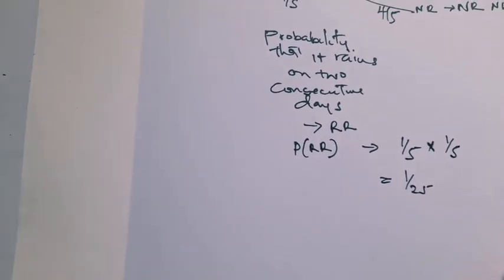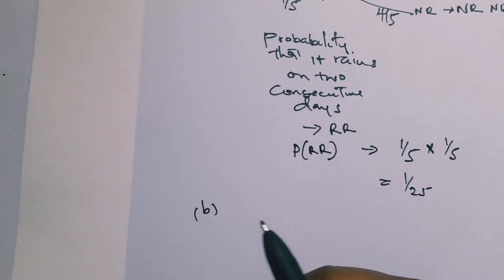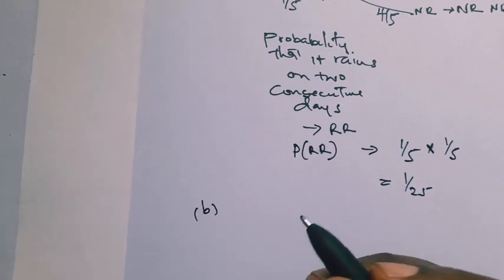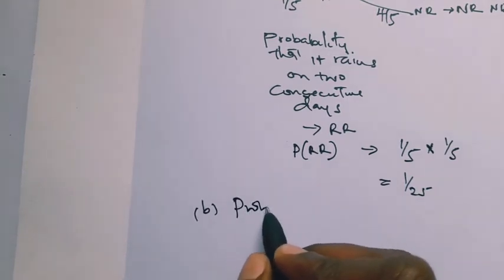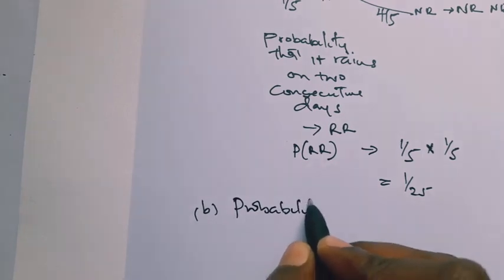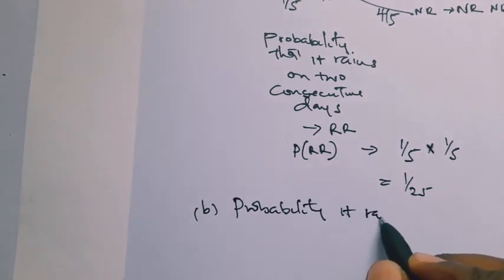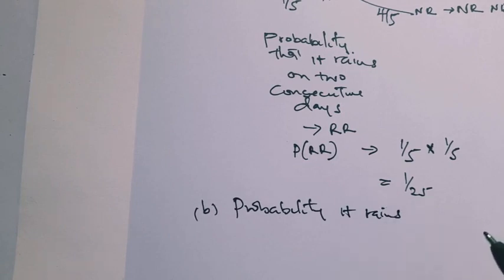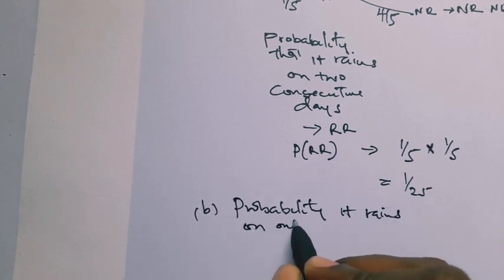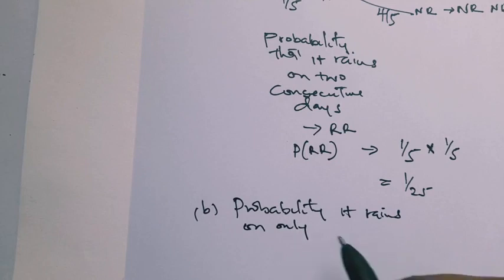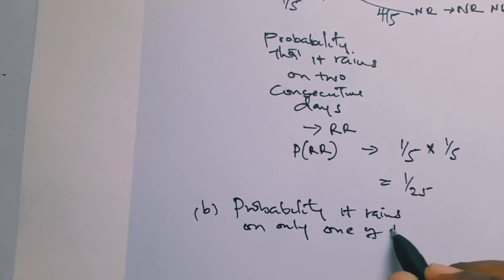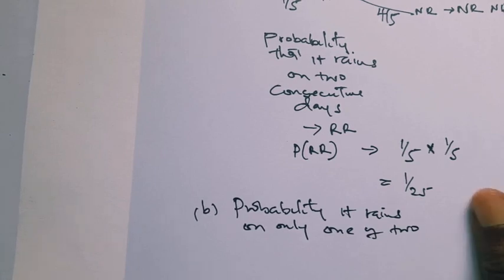Now the second part of the question, B: find the probability that it rains on only one of the 2 consecutive days.